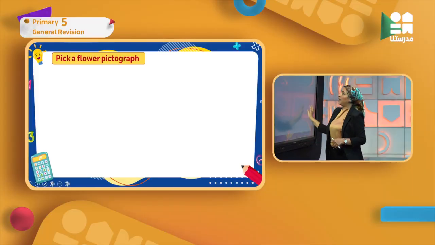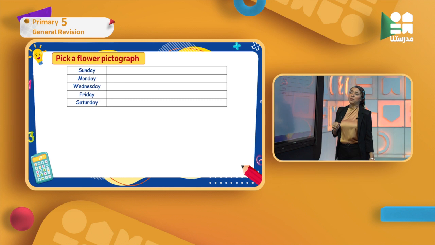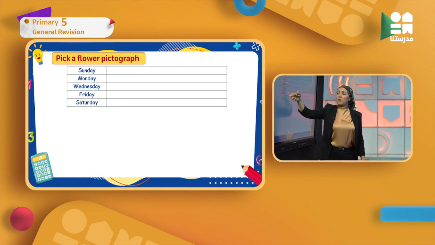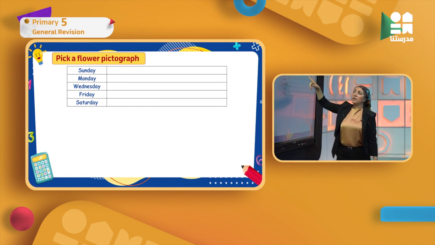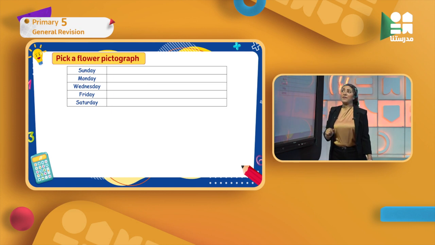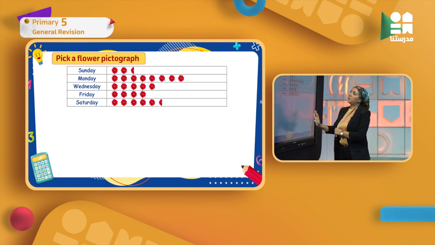Here, pick a flower picture graph. I have another question: pick a flower picture graph. I have here the labels Sunday, Monday, Wednesday, Friday, Saturday. These are my labels, the days. And my title is pick a flower picture graph, meaning how many flowers are picked on every one of those days, how many flowers we picked from the fields each day.